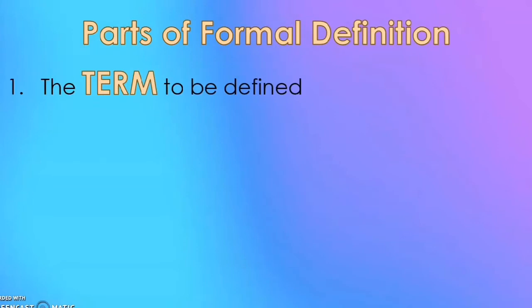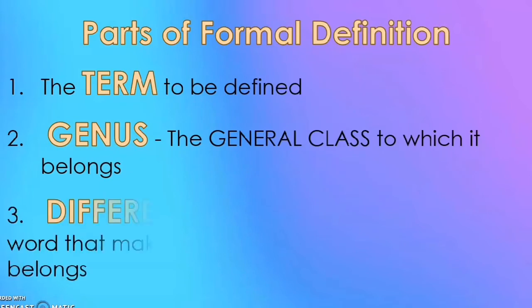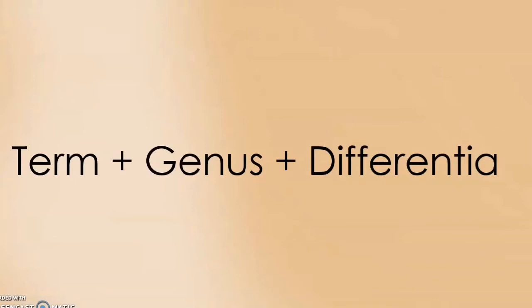First, the term to be defined. Second, genus, the general class to which it belongs. Third, differentia, the characteristic of the word that makes it different from the class where it belongs. So, formal definition would be term plus the genus followed by differentia.